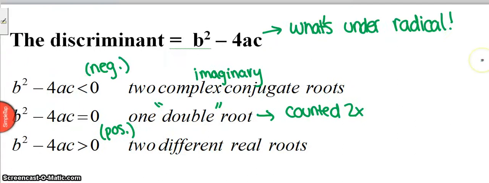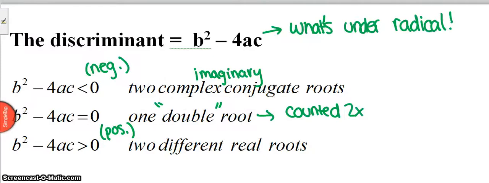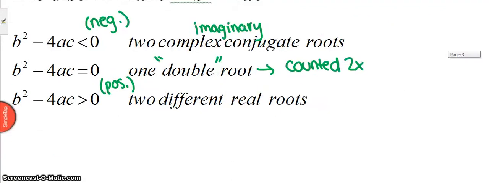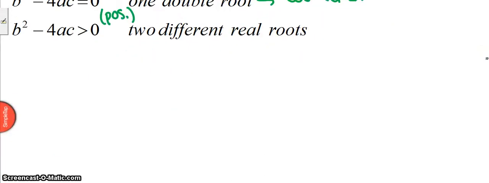So please write this down. This will be really useful to examine the graph of a quadratic without actually doing the quadratic formula. You may not know what the x values are or the x-intercepts are, but at least you know where it's going to cross the x-axis or where it's not going to cross the x-axis. So let's apply this to an example, and then we'll be done with this video.